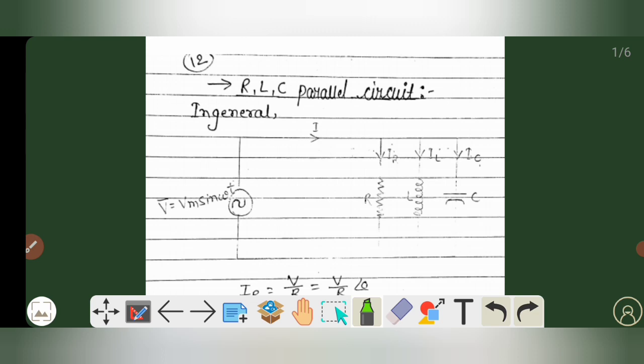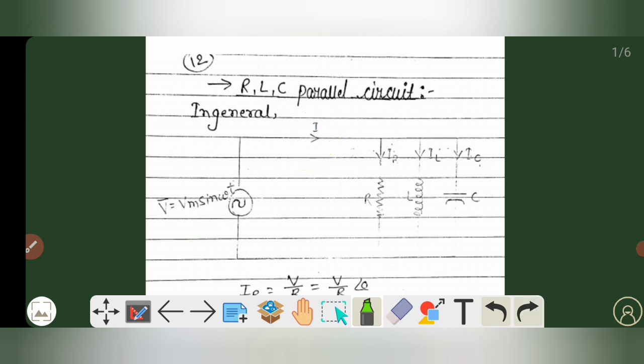Good morning everyone. In this video lecture, we are going to discuss the parallel RLC circuit. As you can see in the given circuit, there are three elements connected in parallel to each other: this one is the resistor, this one is the inductor, and this one is the capacitor. The overall current is denoted by I, and the supply voltage is denoted by V = Vm sin omega t.